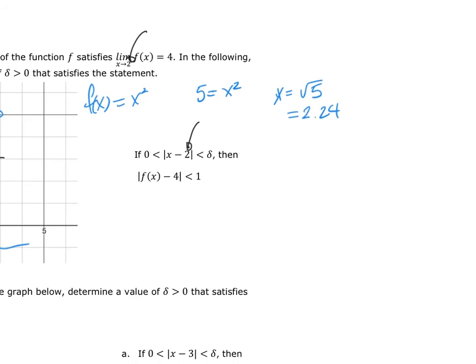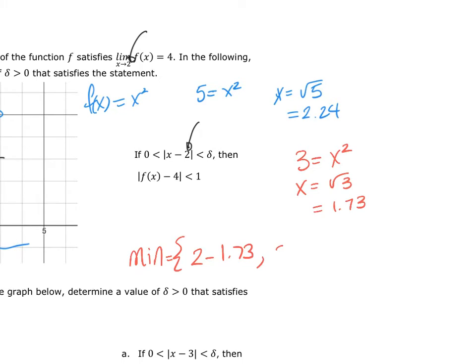So that means for this one, I'm again going to use 3 is equal to x squared. So what is x equal to? What's the square root of 3? 1.73. What I want you to do now is we're trying to figure out delta. So I want to do the minimum here of my lower one, which is 2 minus 1.73, and then the 2.24 minus 2.